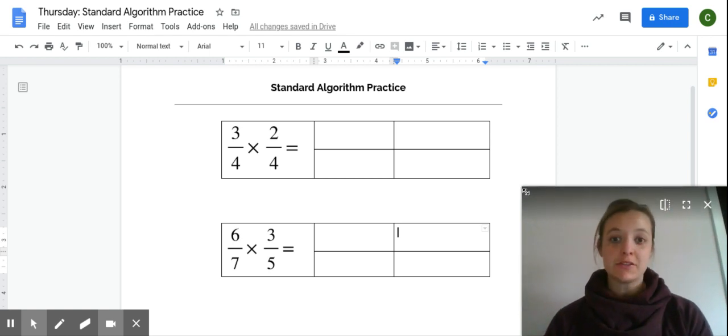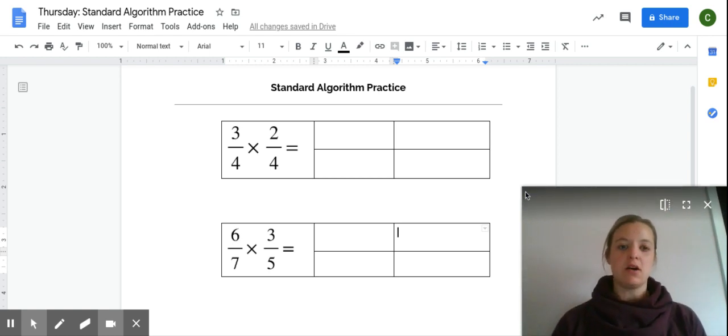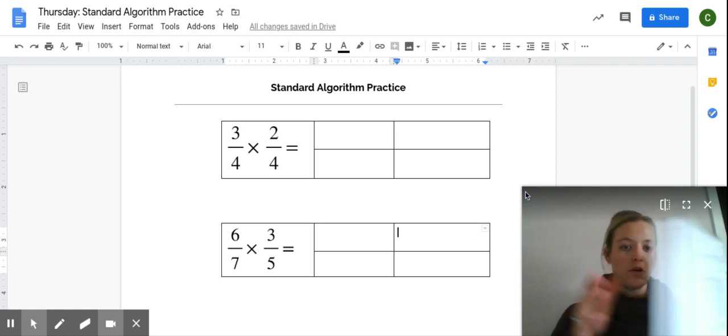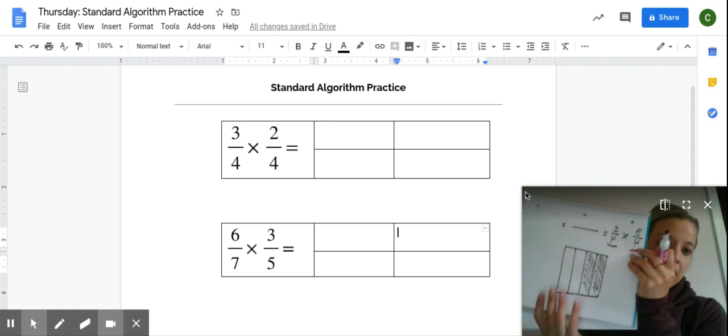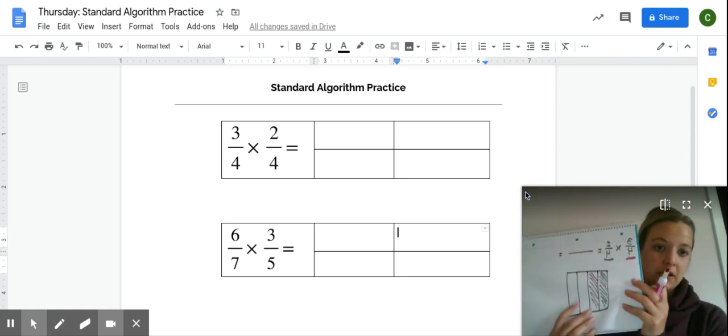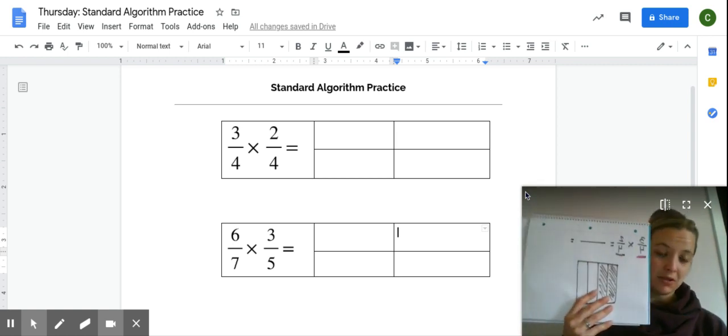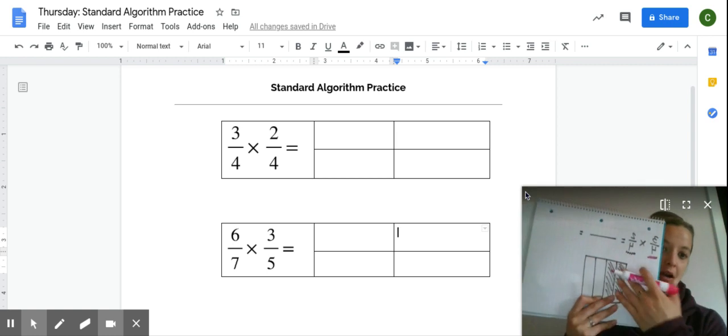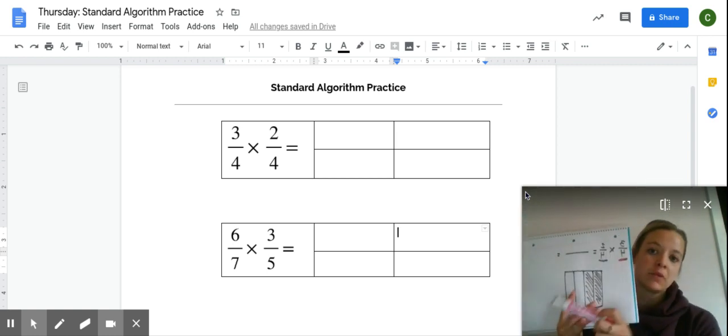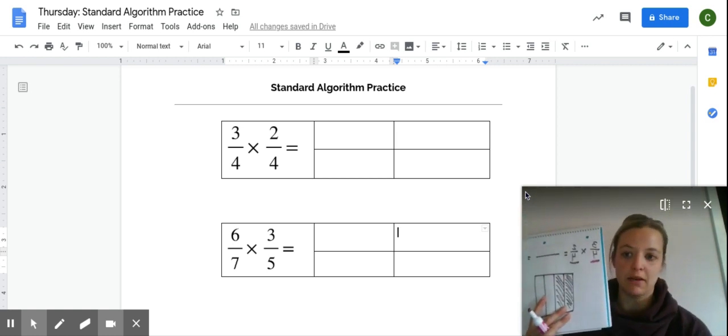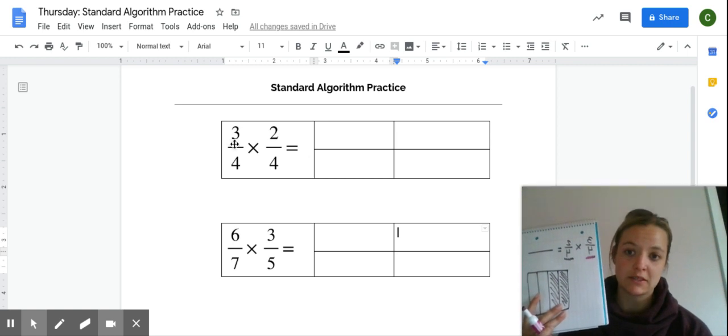Okay, so we have been working this week on multiplying fractions using the area model, and today we are going to start switching over to the standard algorithm. As I'm explaining the standard algorithm, I'm also going to have a little pen and paper here to show you the same thing so you can see the connections between our area model and our standard algorithm. Our first problem is 3/4 times 2/4.